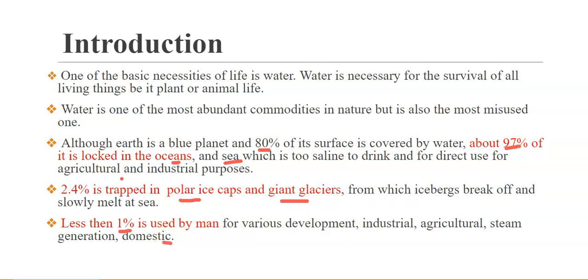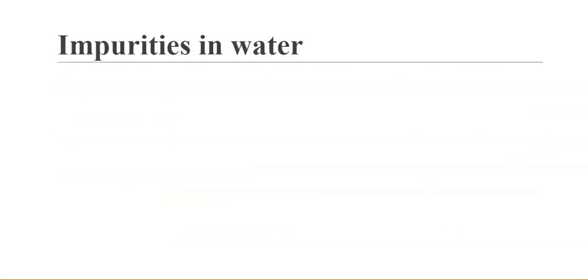So though we say that water is available abundantly, very little water is there which we can use for our purposes like development, industry, and agriculture. Also we cannot use it directly, we still have to process it. Now what are the different types of impurities in water? Why can we not use the water directly?